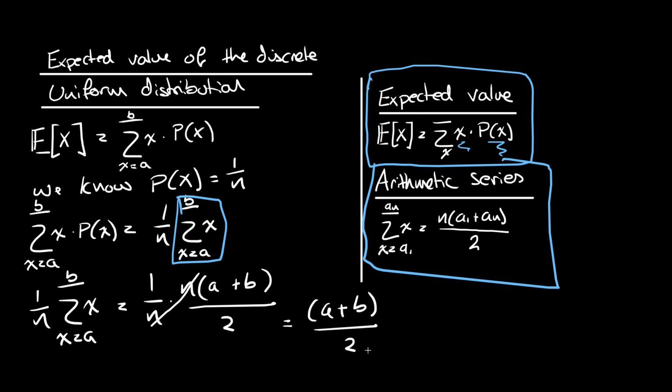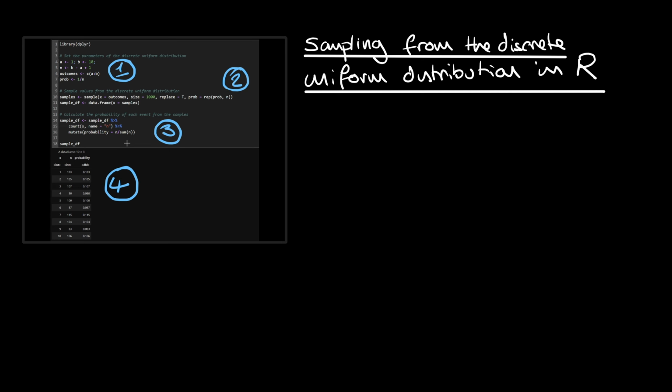Next, we will look at how to sample values from a discrete uniform distribution with an example in R. To get started with sampling values from the discrete uniform distribution in R, first we need to set some parameters.